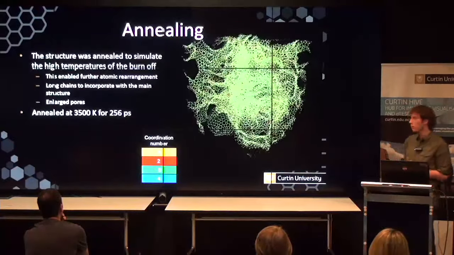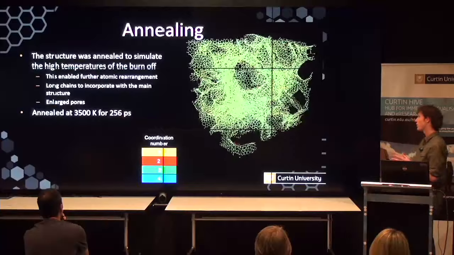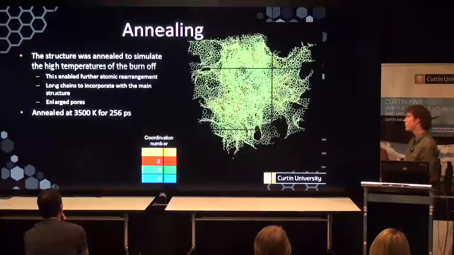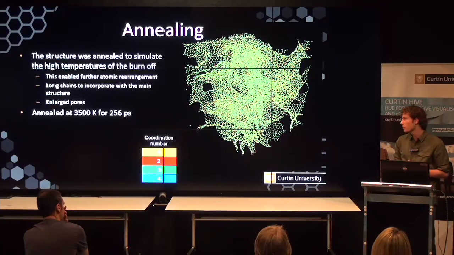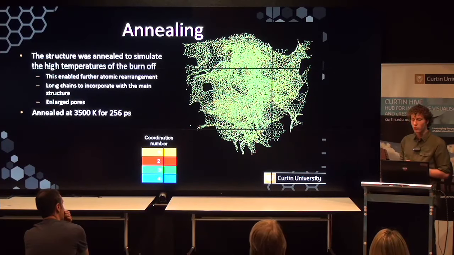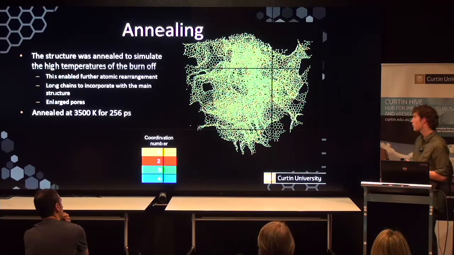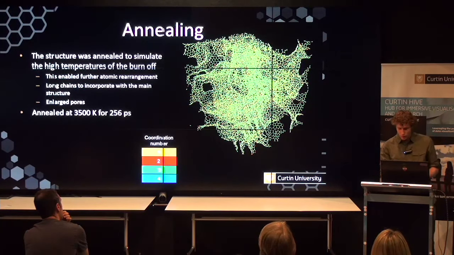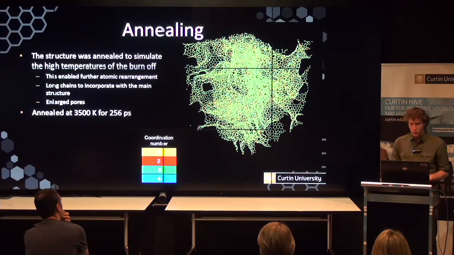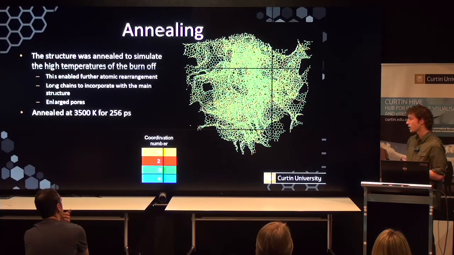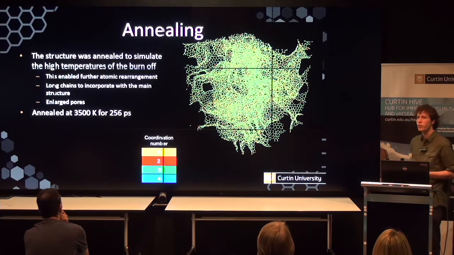If you remember before, this structure was colored by coordination number instead of energy this time. So as I mentioned before, coordination number 3, which is green, is quite stable. However, we had a lot of red in the initial structure. If I can go back. Yeah, and a lot of red from the sp atoms, which are less stable.